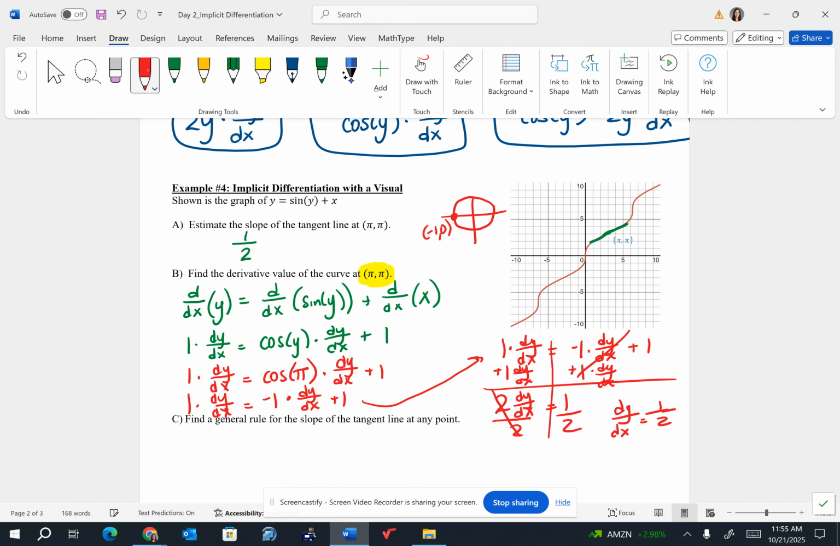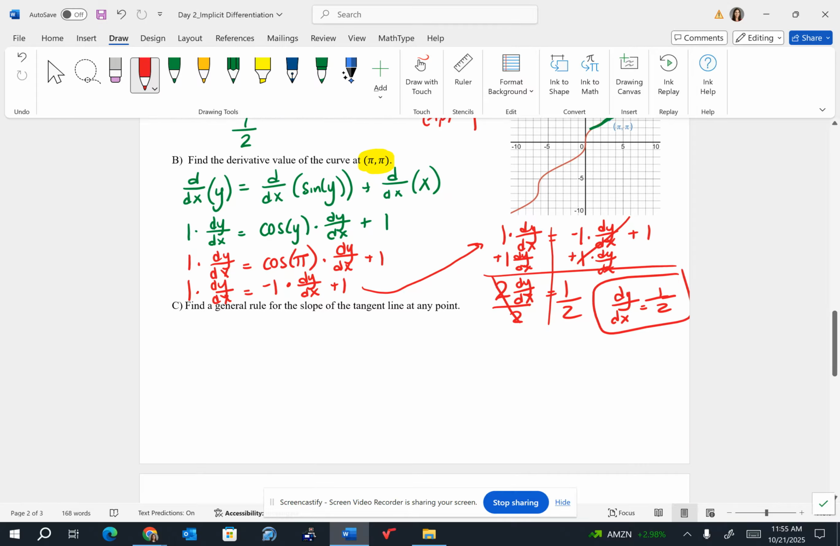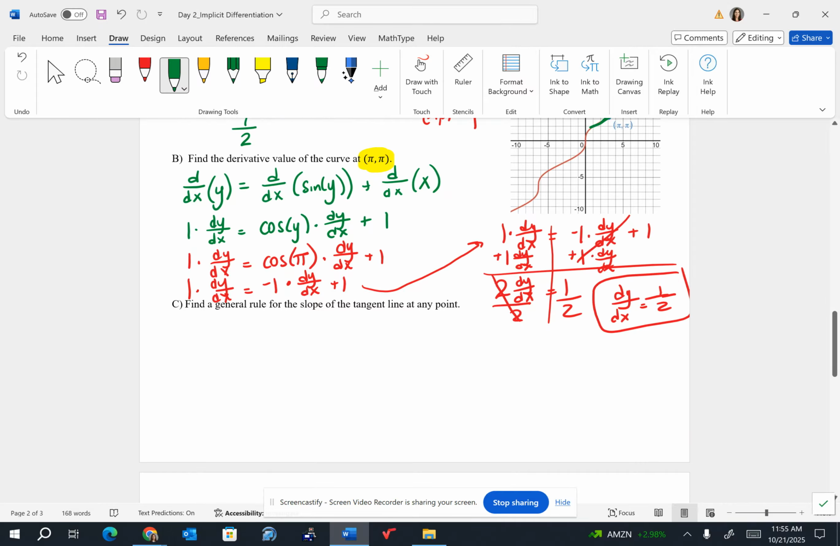We said, that looks like a slope of 1/2, and then we do the calculus and we get 1/2. So that's the derivative of the tangent line at that particular point. If we just want a formula for the derivative for the slope of the tangent line at any point, I'm going to go back to the green part, 1 dy dx equals cosine y dy dx plus 1. And at this point, we would solve for dy dx. So we have to get all of our dy dx's over to the same side. So cosine y dy dx, I'm going to subtract that from both sides.